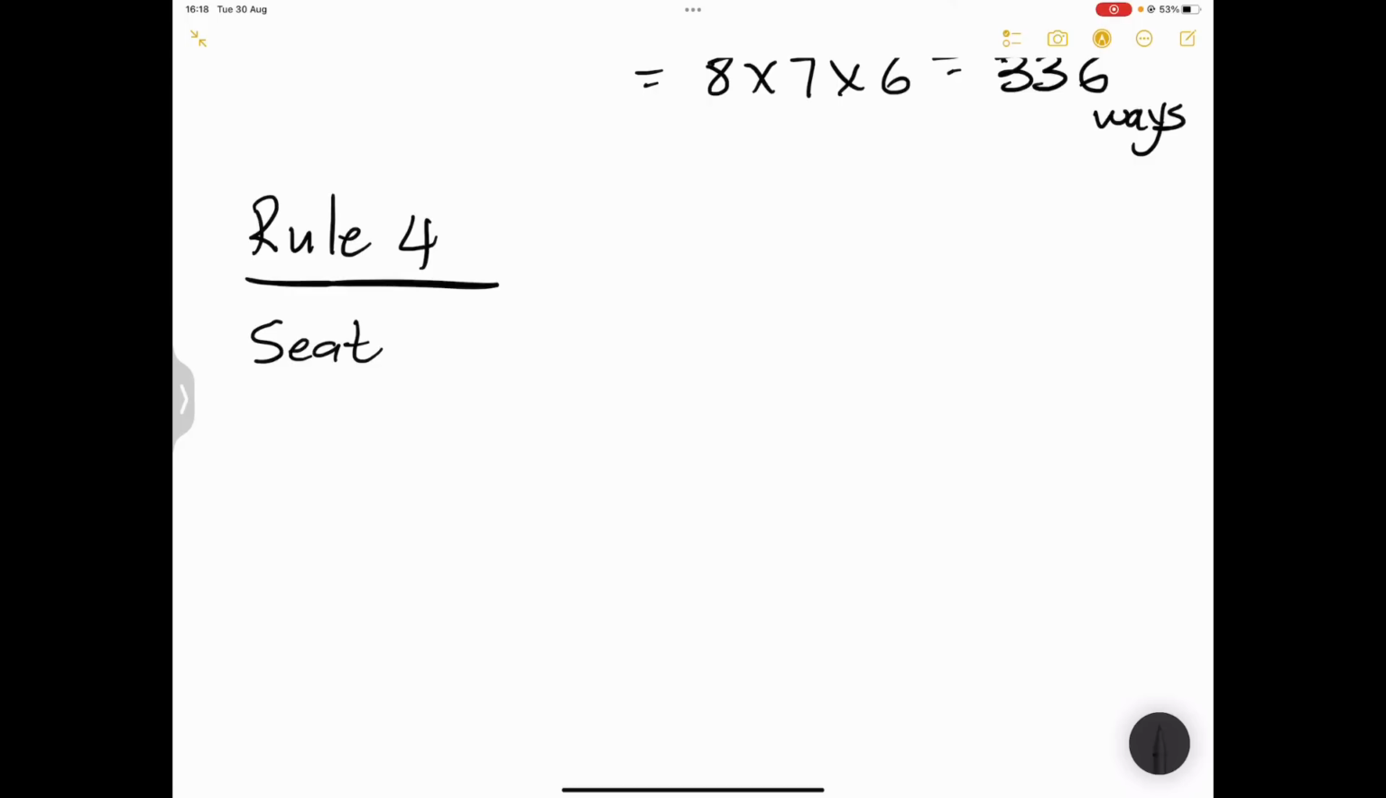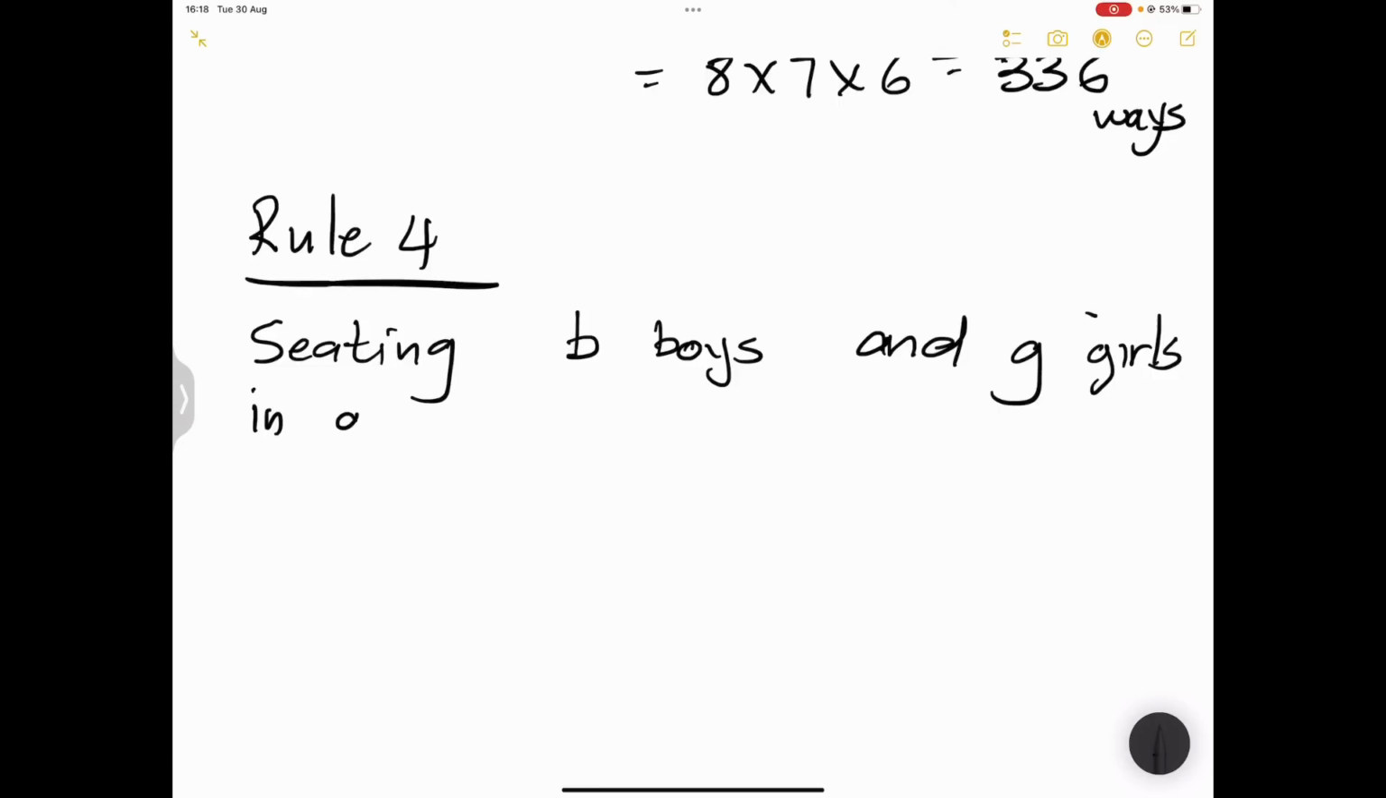Okay, so we're making a seating arrangement. But in this case, we are seating B number of boys, and we're seating G number of girls. We have to seat them in a row.